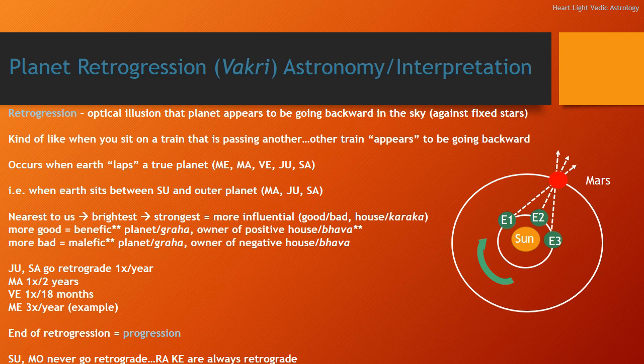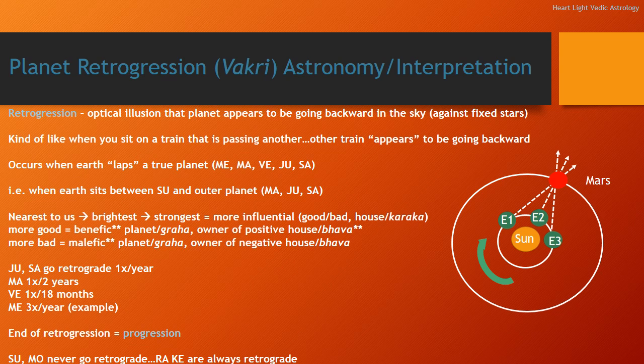Just imagine the Earth is one of these green spheres, slowly moving clockwise from E1, E2, and E3. Now, what would Mars look like in the sky relative to the Earth? That's what you have to consider. That's what we're talking about with retrogression. From the E1 position, Mars is going to seem like it's ahead of Earth, but it's still going to seem like Mars is moving forward.